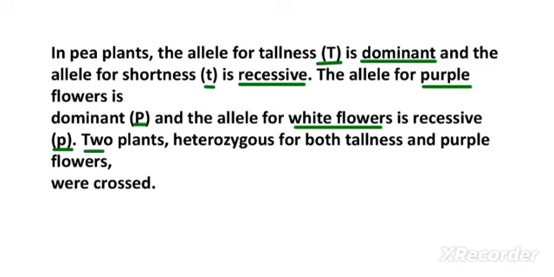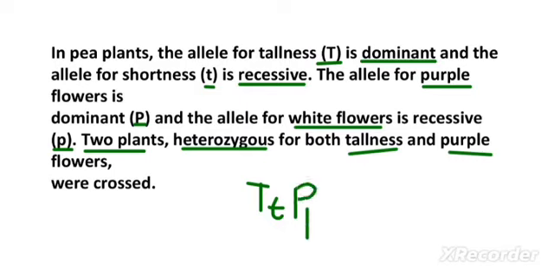2 plants, heterozygous both for tallness and purple flowers, were crossed. Because they're saying heterozygous, 2 plants, 2 parents, heterozygous for both tallness and purple flowers were crossed. So what is going to be the genotype for the 2 parents? Let's look at the first parent. Let's say 1 plant is heterozygous for tallness. Heterozygous means a big letter and a small letter, right? So it's going to be capital letter T and a small letter t.